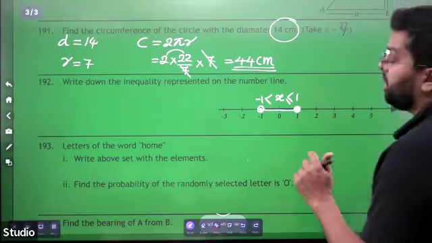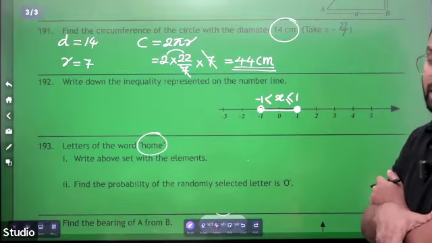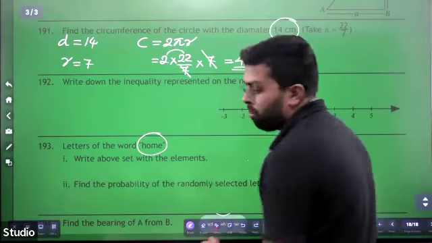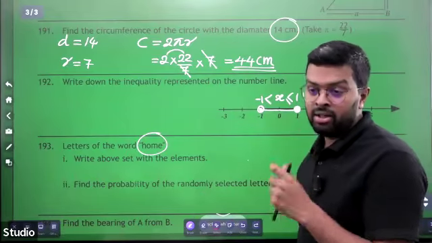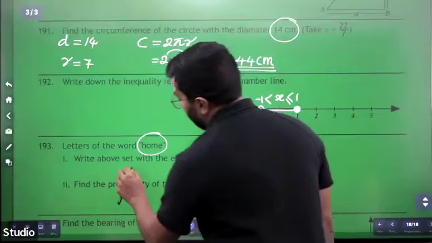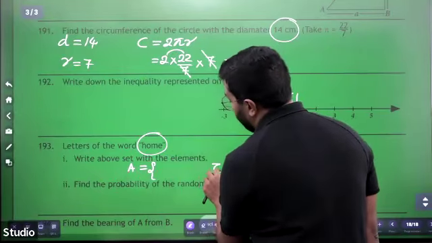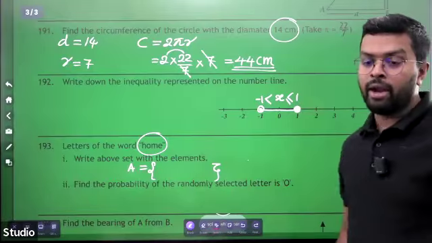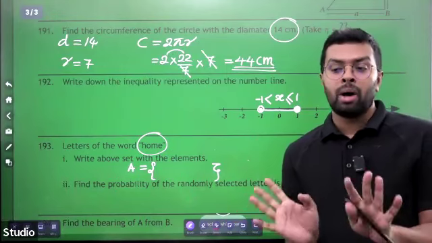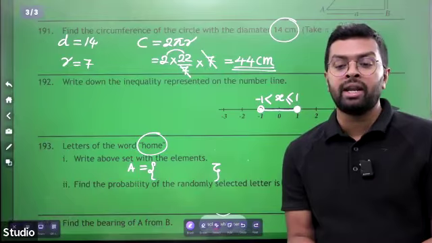Letters of the word home. Write down the set with its elements. Normally, when we write a set, we have to represent it using an English alphabet capital letter. So let me write it as A. And then the elements will be written within curly brackets. And also to separate the elements, we have to put a comma mark. We do not repeat the same element again and again.